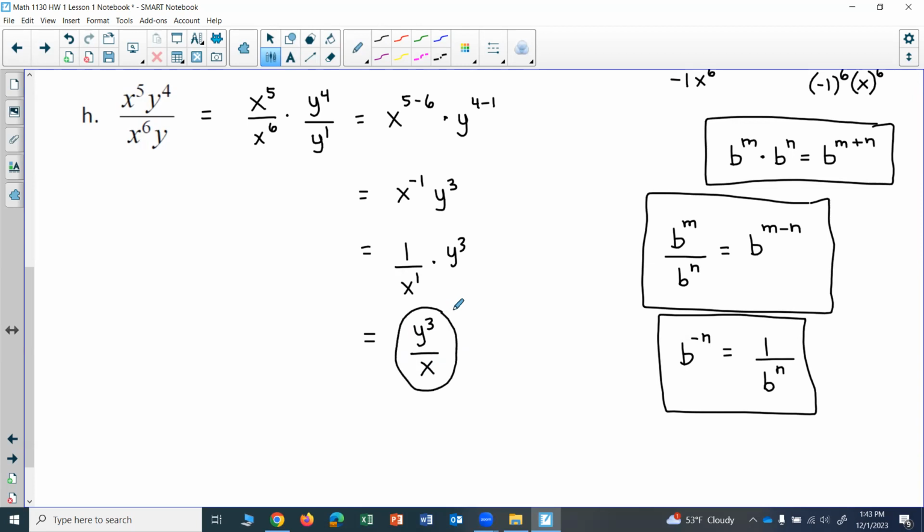Now, these rules of exponents, you will have to memorize them. They'll come in later in the course when we're working with exponential functions, and they're important to know so that you can simplify exponential expressions.